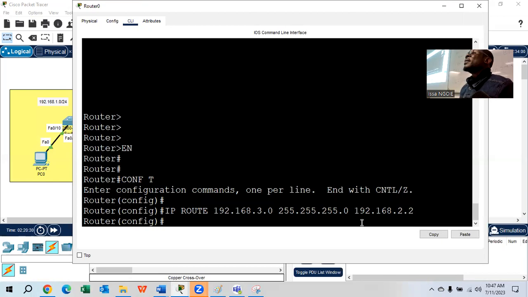Now you're gonna say enter. Remember guys, if you have another router here, like another network, you're gonna continue again. IP route, that network. Let's try to check the routing table. We're gonna try to check the database. Do show IP route.